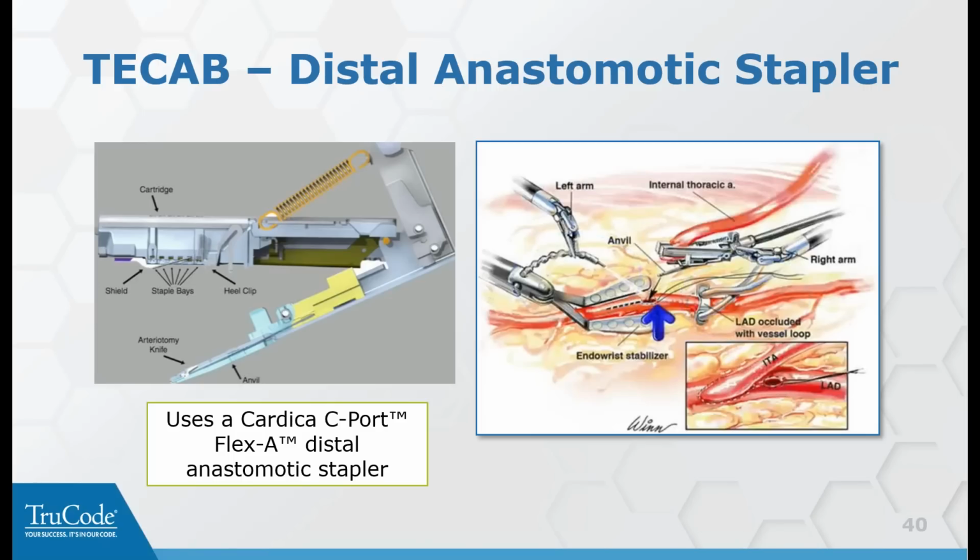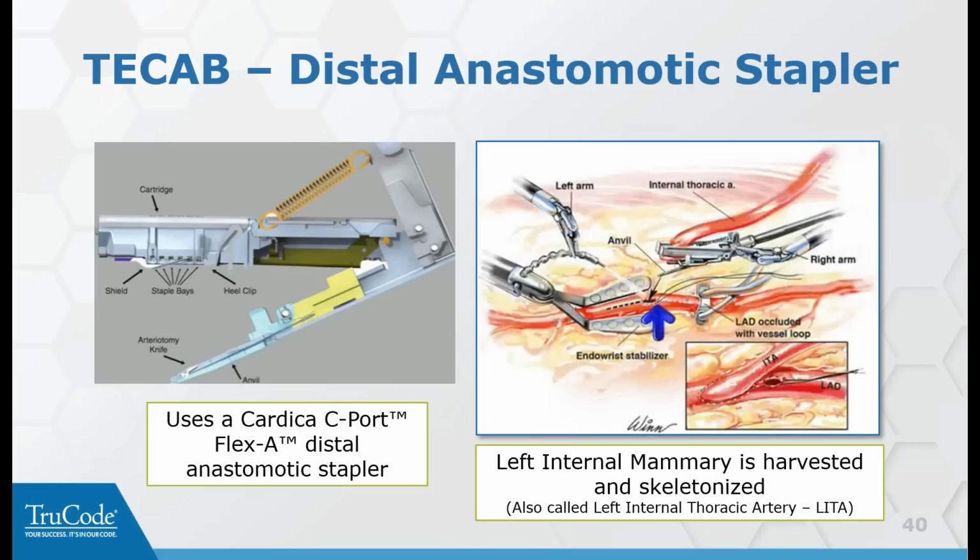So here they are putting in the white one into the diagonal branch, and you can see how that bevel is just going into the vessel where the blue arrow points, and it will have the wire to hold it so they can get it back. Here comes the turquoise one now going into the internal mammary.